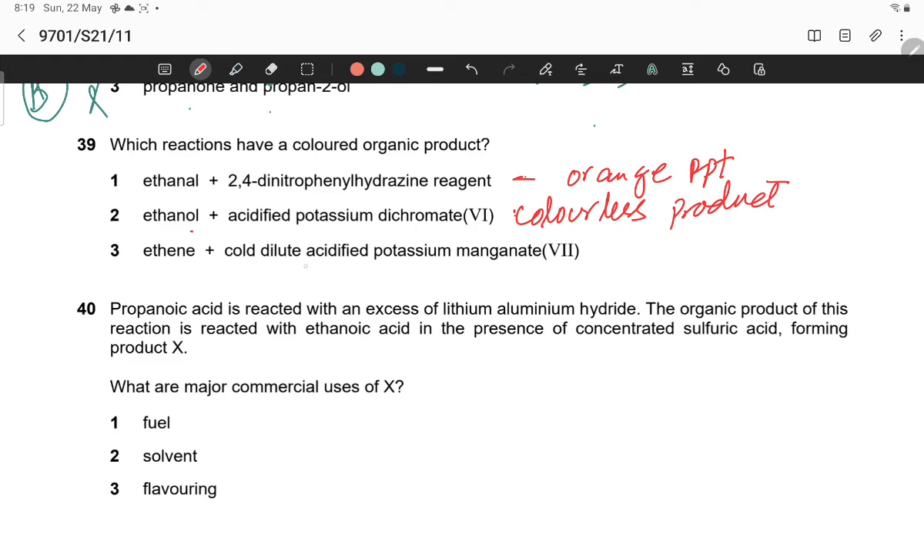Ethene plus cold dilute acidified potassium manganate. Again, ethane-1,2-diol, CH2OH CH2OH, is formed. So again the solution will become colorless when ethene reacts with cold dilute acidified potassium manganate. So this is incorrect. Only one statement is correct: ethanal gives an orange precipitate with 2,4-dinitrophenylhydrazine. So the first statement is correct. If one statement is correct, the option is D.